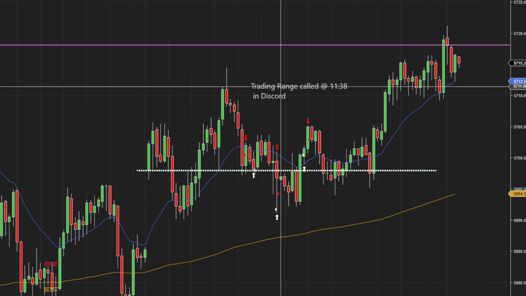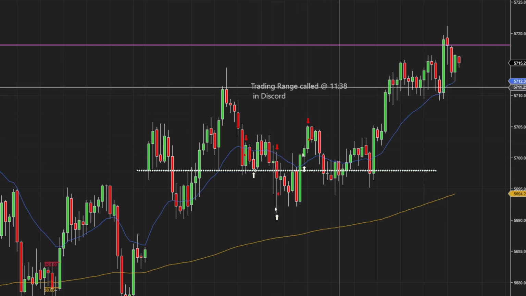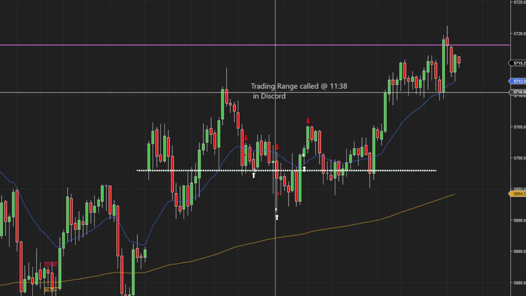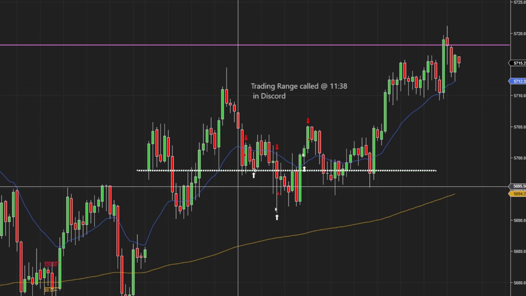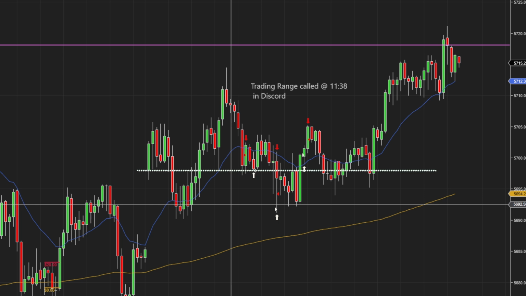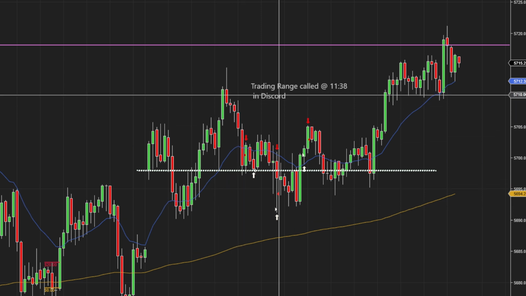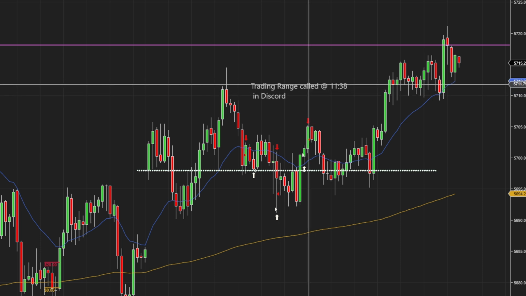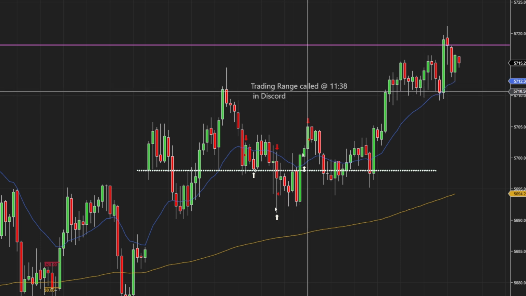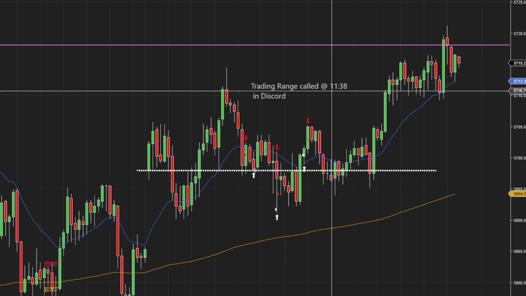I marked today in the Discord at 11:38. I said it was a trading range and gave direction on how to trade the rest of the day, which is buying lower in the range, selling higher in the range, and scalping. So even though we weren't doing the live stream, if you were in the Discord, you would have seen this call, and that could have given you an advantage and given you direction on how to trade the rest of the day.